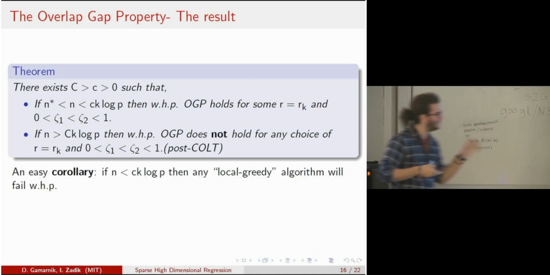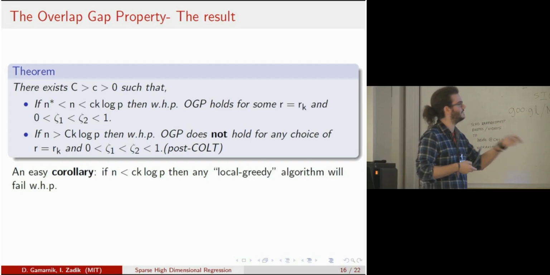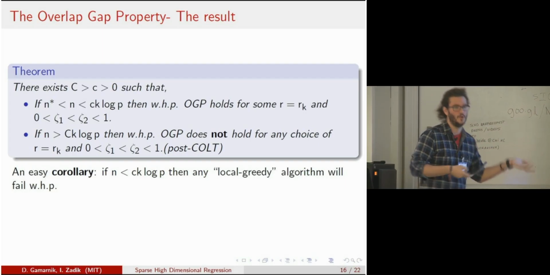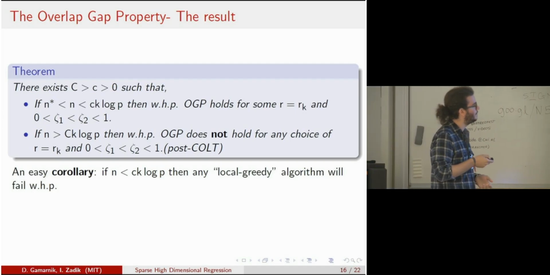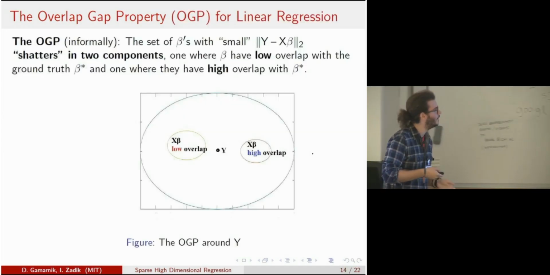Okay, in case you are maybe doubting what this is essentially saying about algorithms, for example, consider local algorithms that we consider to be the best in this regime. Then actually local greedy algorithms fail under OGP. Why do they fail? Well, go back to this picture.